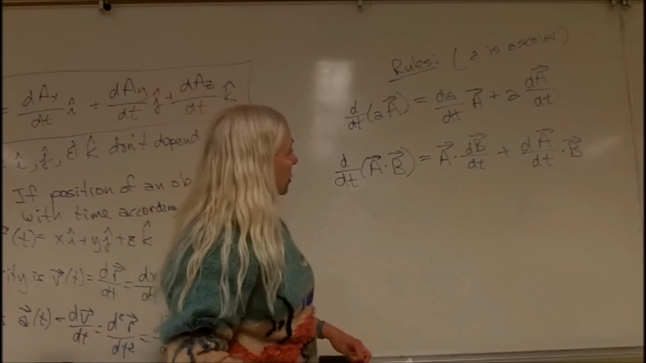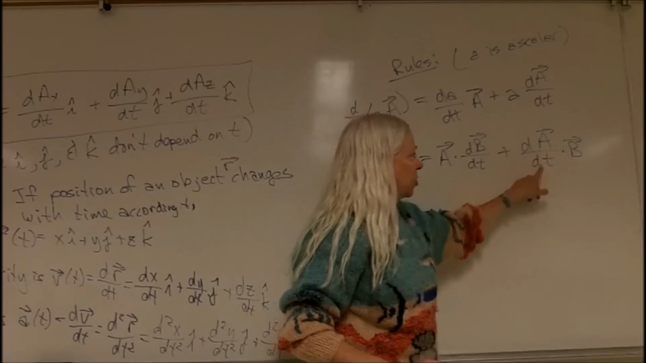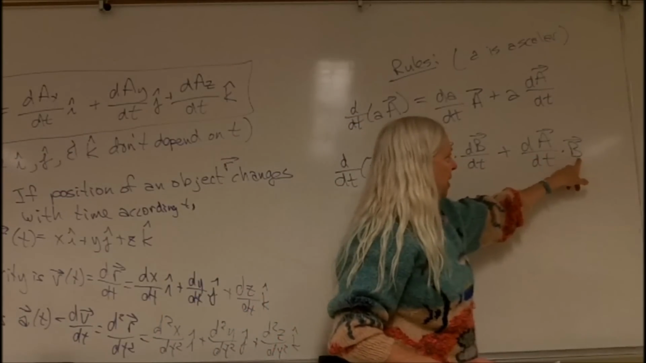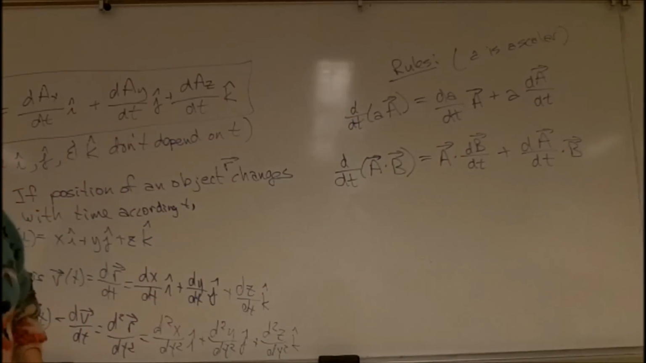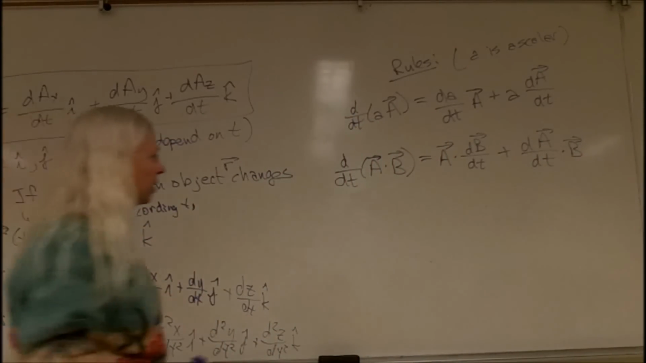Of course, a dot product is commutative, by the way, so in this term, for example, I could have written it as v dotted with dA/dt. The dot product is commutative, so I could write it in either order.